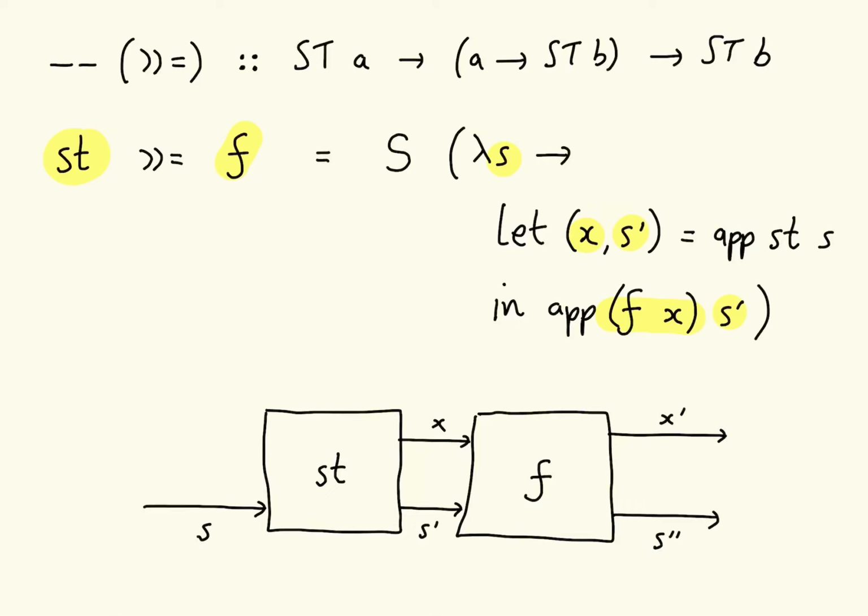These are not named above because when we apply the state transformer f of x to s prime, we just get back the pair. But just to make it clear here, I've called this final state s double prime and the final result value x prime as well.